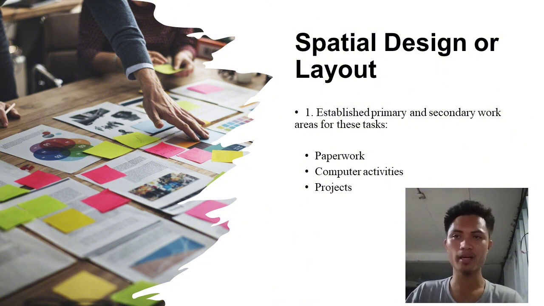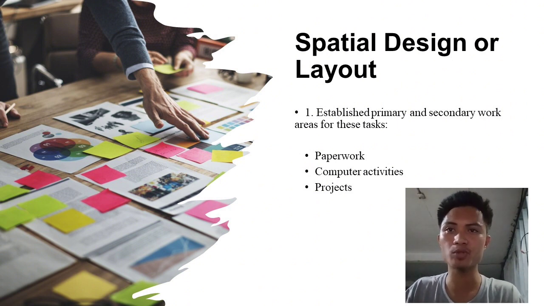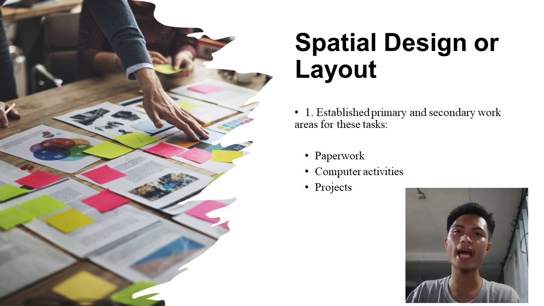Primary work areas for projects may include a meeting room or a workspace with a large table, whiteboard or flip chart, and ample wall space for visual aids. For secondary areas, depending on the nature of the projects, it can include specialized spaces like a design studio, a workshop for hands-on projects, or a quiet zone for focused project research and writing.